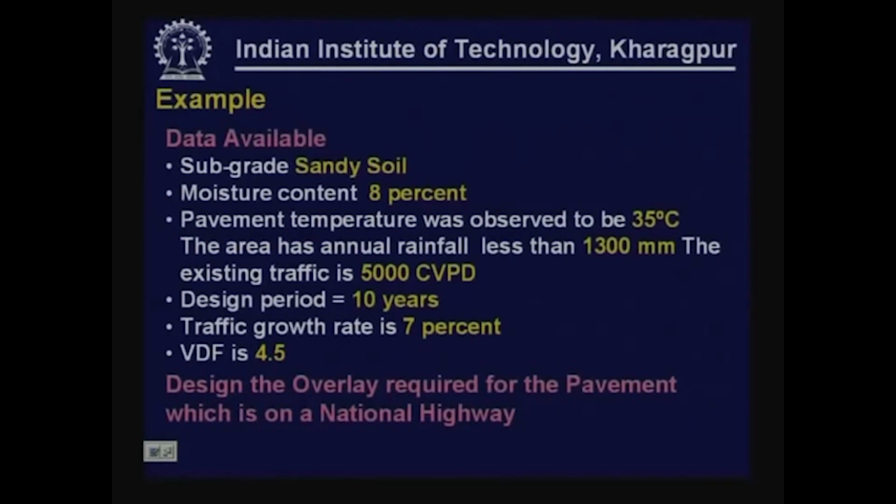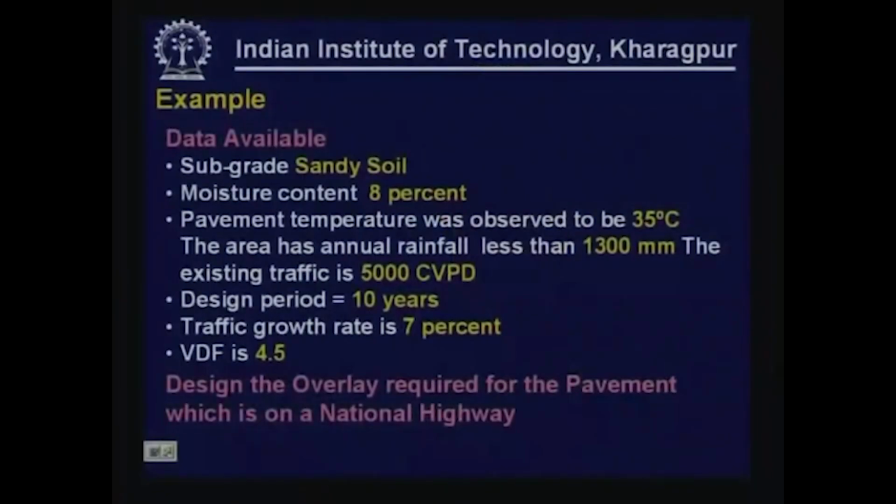Let us take an example. The data that is available is subgrade is of sandy soil. Moisture content that was measured during the deflection survey was 8%. The pavement temperature was observed to be 35 degrees centigrade. We remember 35 is the standard temperature to which we have to adjust all the pavement measured deflections. So, incidentally the temperature itself is 35 degrees centigrade, so we will not be making any correction for pavement temperature. The area has an annual rainfall less than 1300 millimeters.